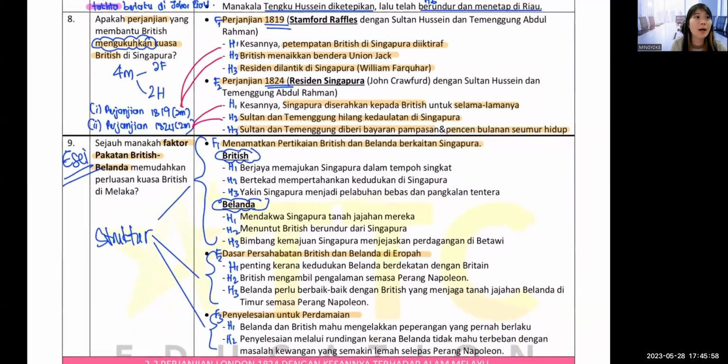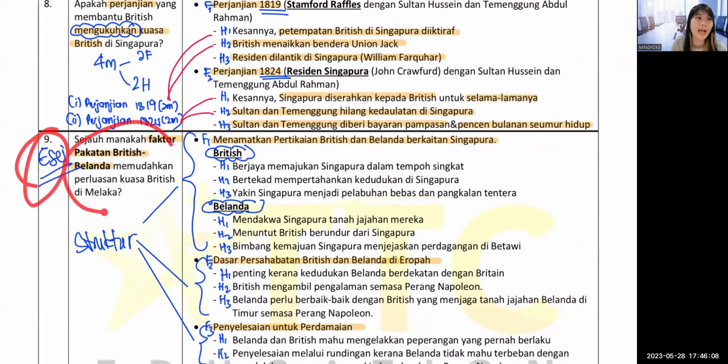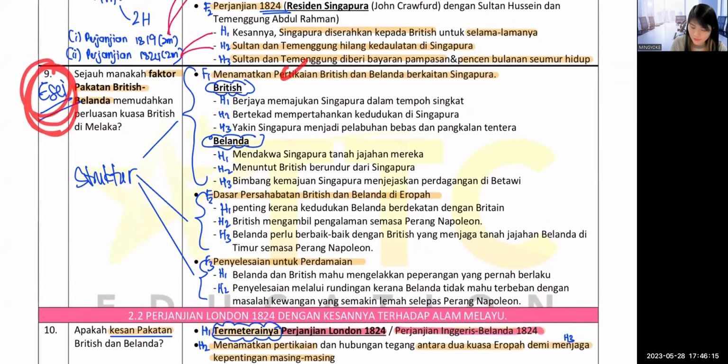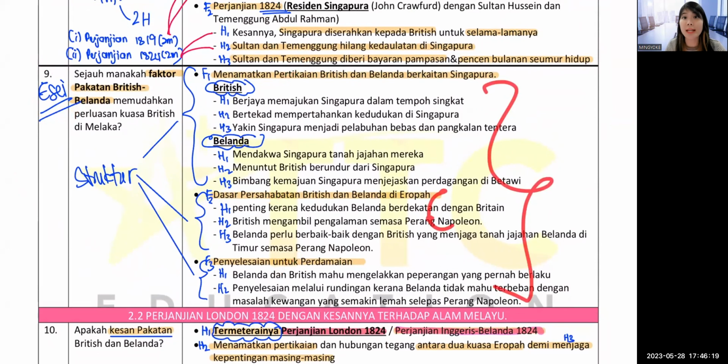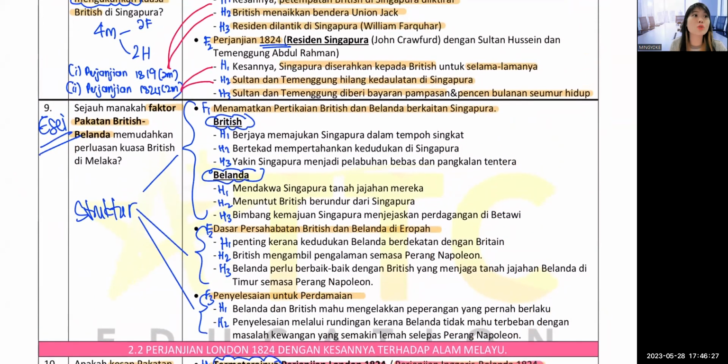Yeah, move on into our factor. The moment when British got Singapore, that's when Belanda not happy. Belanda starts to argue. And this one, all right, if they ask you overall, factor Pakatan British Belanda usually is essay, because you got factor 1, factor 2, factor 3. As long as your answer is very long, it can come out in essay. You all take note. Your answer is very long, it can come out in essay. Take note. Okay. But it may also come out in structure.